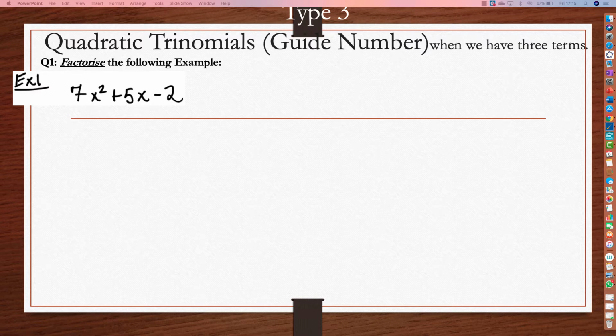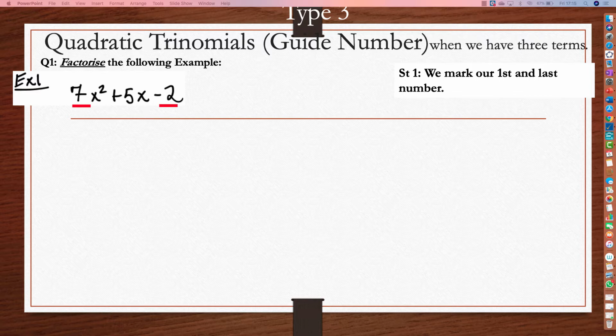So far we've dealt with factorising with 2 terms and with 4 terms, and now we're going to do it with 3 terms. So this can take a bit of getting used to. The very first thing we've got to do is figure out what the guide number is. What I mean by that is we mark our first number and our last number.